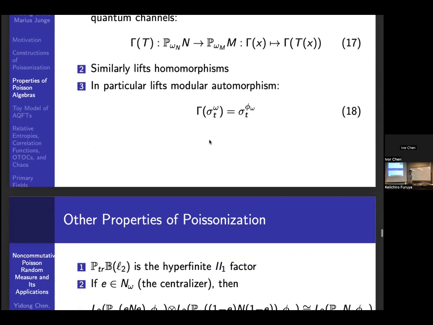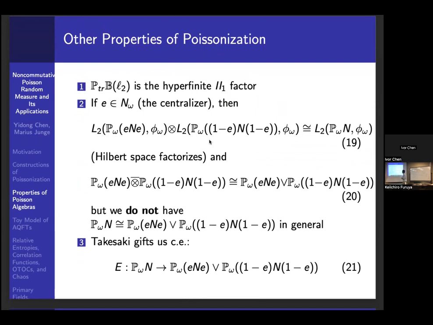Okay. Now, some collection of results. Well, if my Hilbert space L2 is separable, Poisson of B of L2, given by the weight given by the trace, is the hyperfinite type II_1 factor. And so I say again, if your L2 is separable, then this Poisson algebra is hyperfinite.